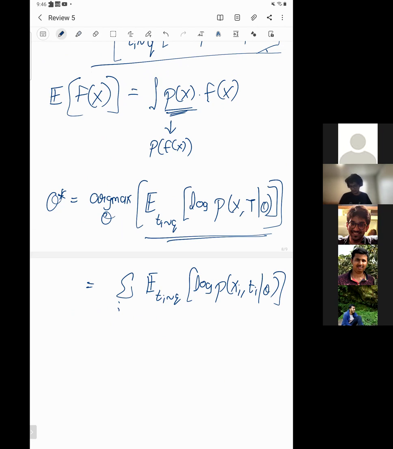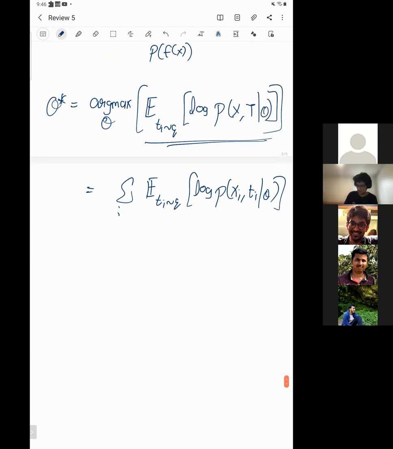So any doubts in this? In the M step, we need to calculate this, and in the E step we need to calculate the posterior. And even doing this is hard.